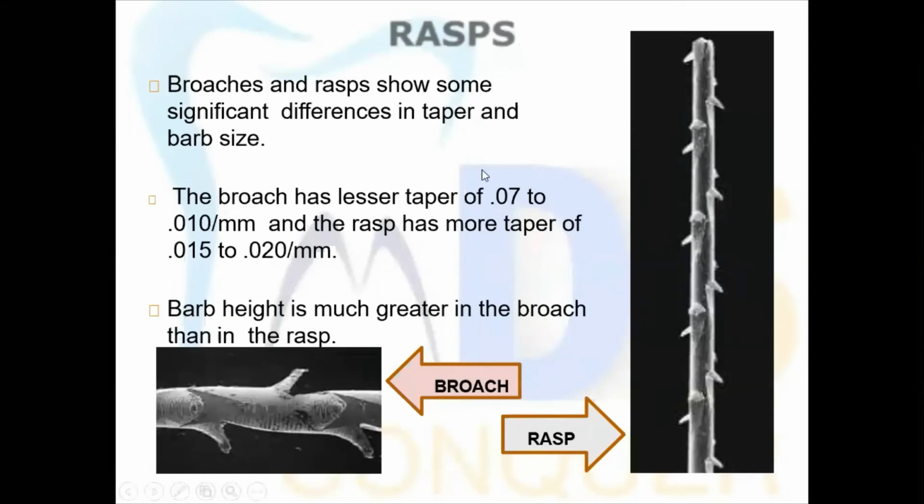So rasps are similar instruments, but the basic differences between rasps and barbed broaches are the barbs, the length of the barbs, and the taper. The length of the barbs is short in rasps. Comparatively, broaches have increased length of barbs and also less taper. The broach has a lesser taper of 0.07 to 0.10 mm, whereas the rasp has a greater taper of 0.15 to 0.20 mm.